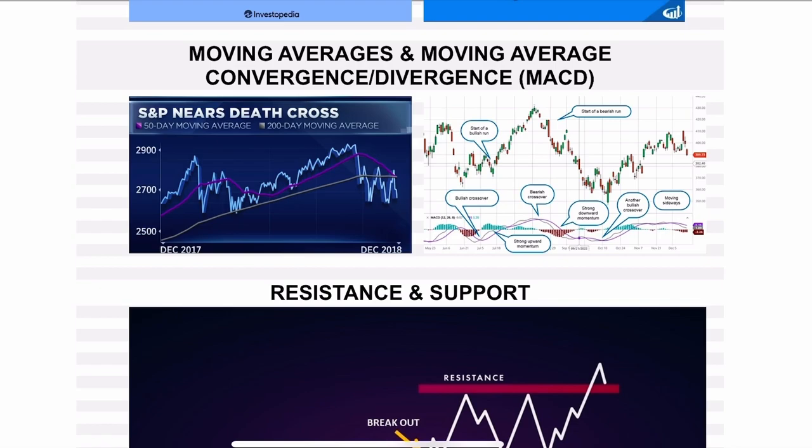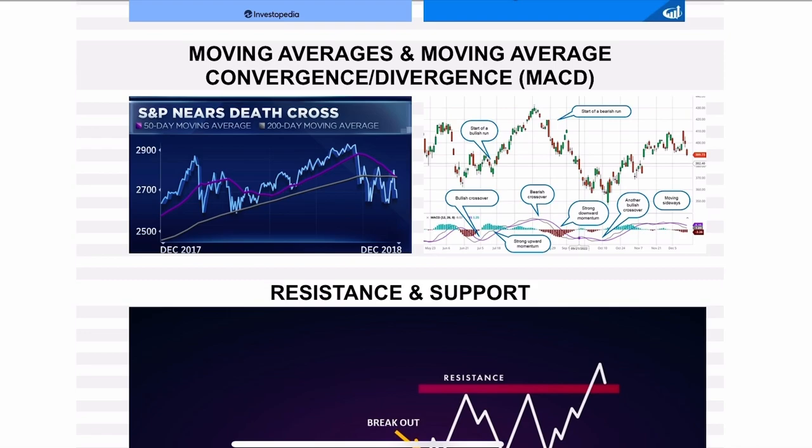Now, the next thing I wanted to talk about is moving averages and moving average convergence and divergence, MACD. You can see on that left one, it notes S&P nears death cross, and a death cross is when the 50-day moving average crosses underneath the 200-day moving average. It's typically an indicator that the price is going to drop significantly, possibly with strong momentum. And, of course, that doesn't always mean that's going to happen, right? It says it nears the death cross.